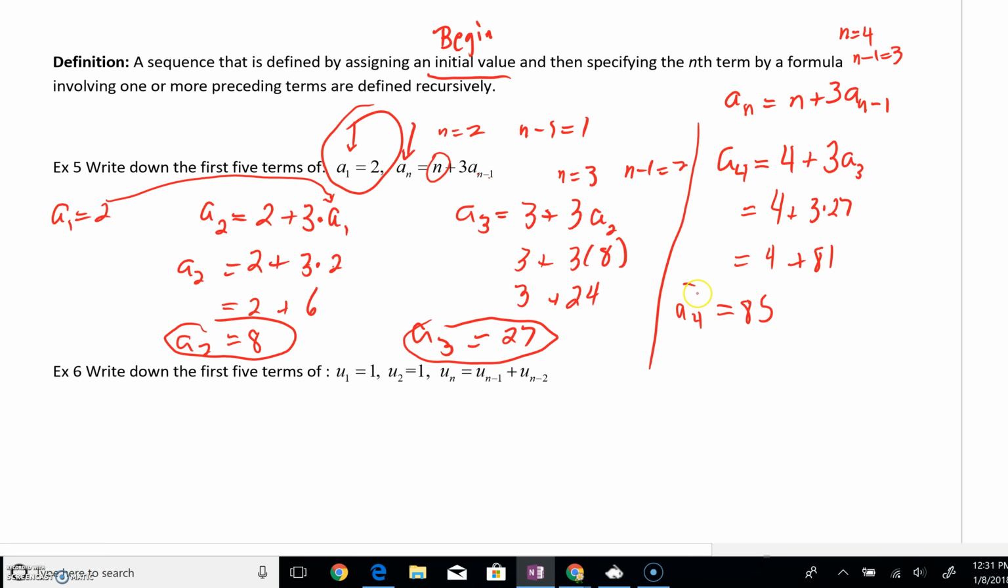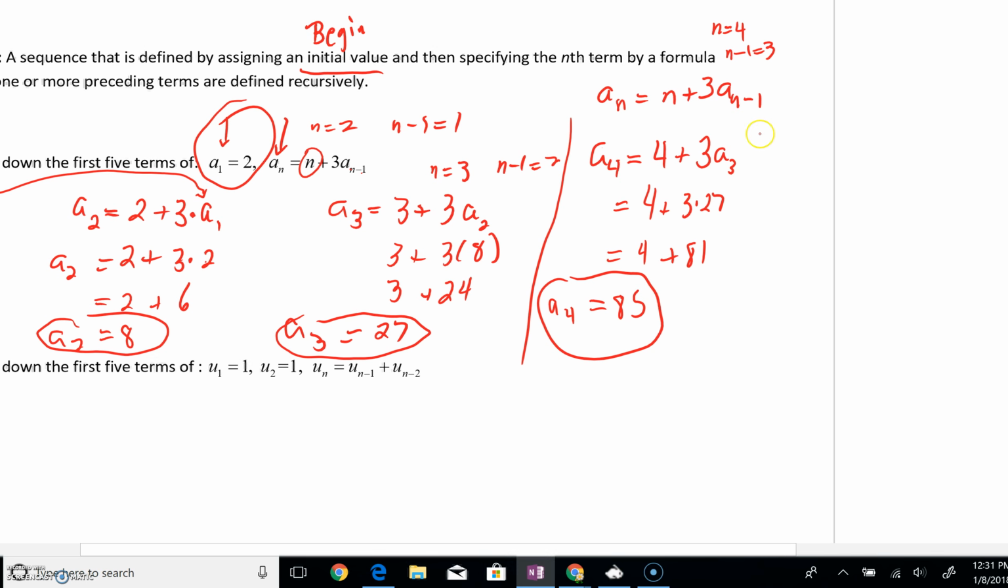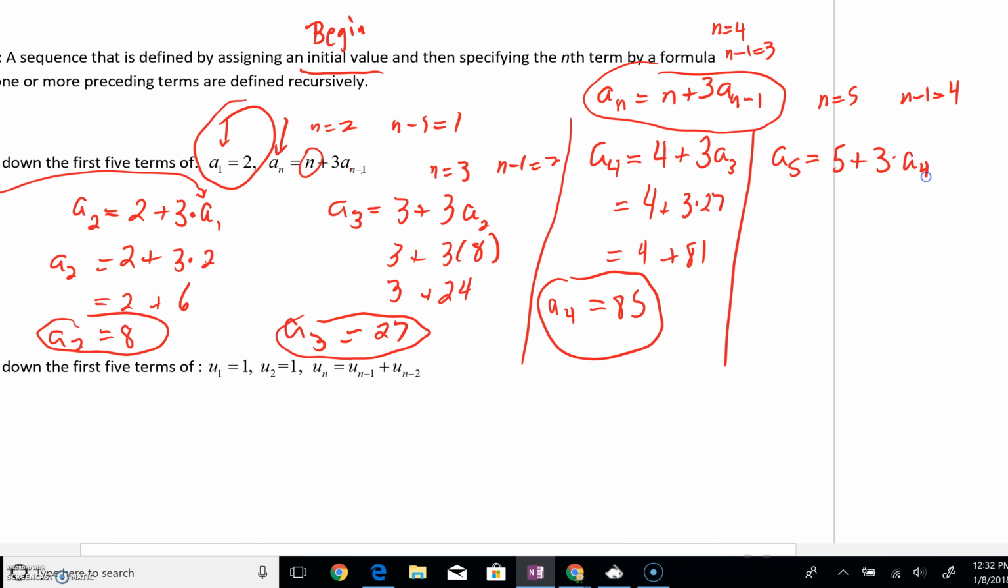So even right now, I hope you've gotten the hang of this pattern. One last thing, they want us to go to the fifth term. Following this guideline up here, if n is equal to 5, we'd have 5 for n plus 3 times our a sub n-1. n-1, of course, is a 4. The term before the fifth term is the fourth term. And we just found that to be 85. We just did that a moment ago. And 3 times 85 is 255, you could quickly confirm. And at that point, 5 plus 255 is 260.